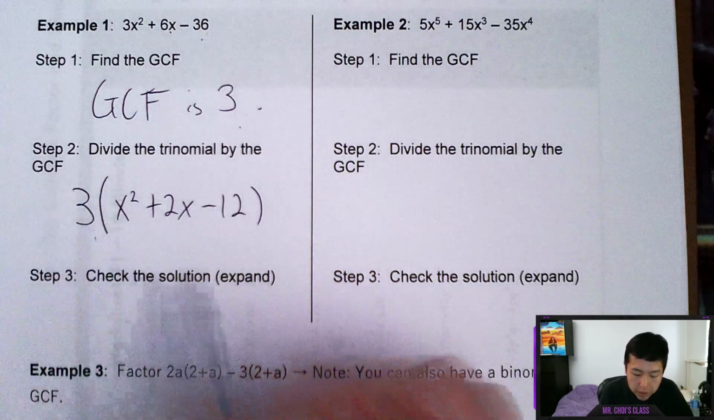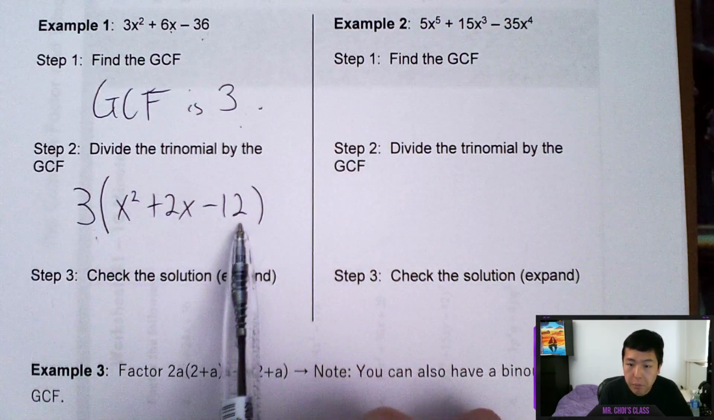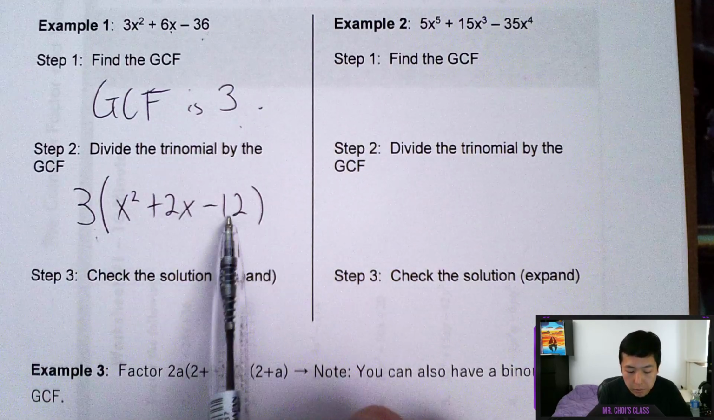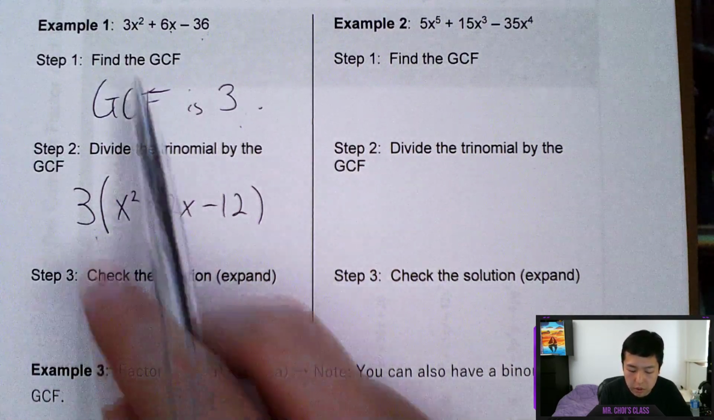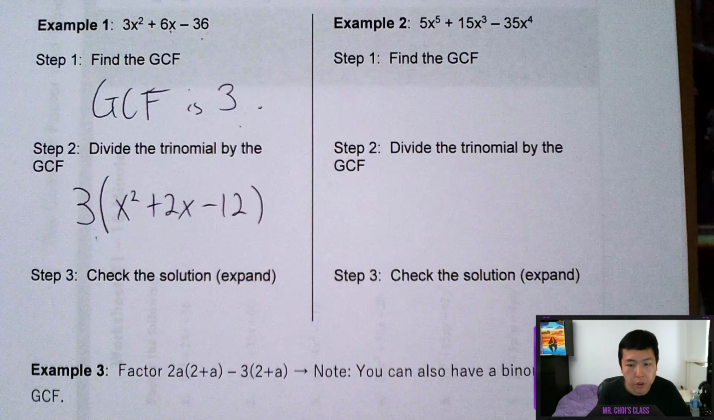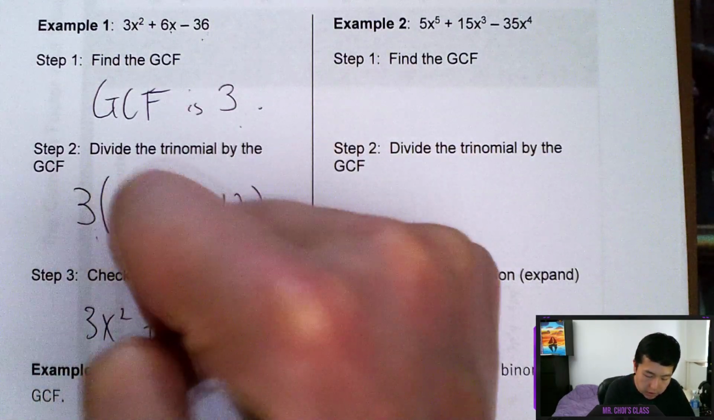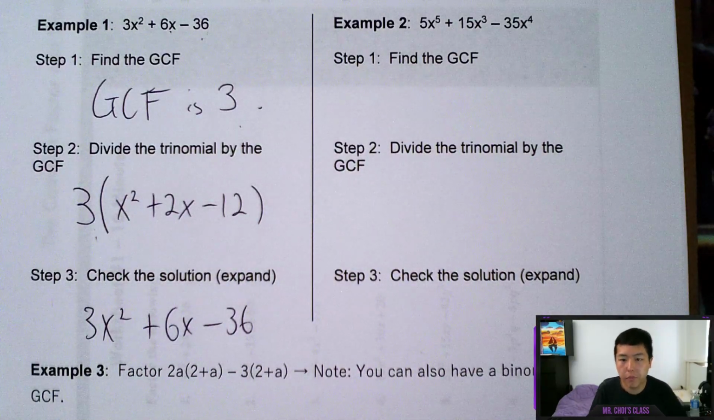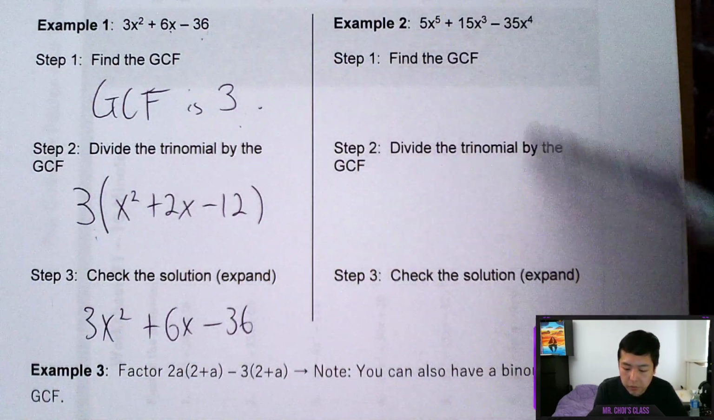And of course, step 3 is to check the solution by expanding. If you multiply the number in front into the polynomial, 3 times x squared gives you 3x squared. 3 times 2x is 6x, so on and so forth. You should get your number back. Yes, we get 3x squared plus 6x minus 36, which means it's correct. So that's how you check your work. Let's do our second one here.